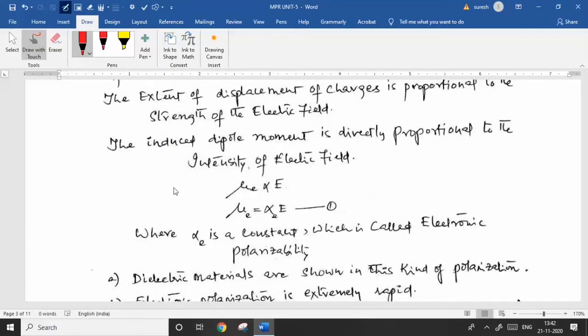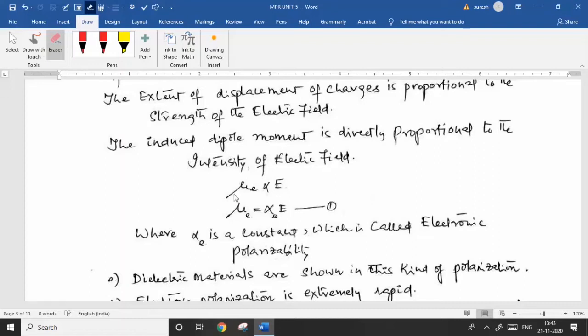So there are two parameters which are directly proportional to one another. The first is mu E, the induced dipole moment, and the other is E, the intensity of electric field. So the induced dipole moment mu E is always directly proportional to the intensity of electric field.